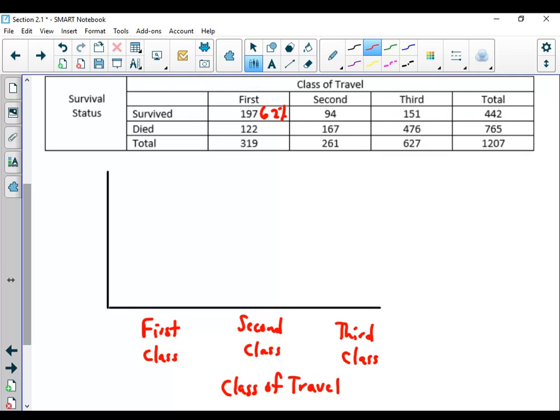Now, there's only two categories here: survived and didn't survive. And I know those two together should add up to how much, percentage-wise? 100%, right? So I don't really have to do any calculations on the other one as far as percents, because if 62% did survive, then the other 38% did not.